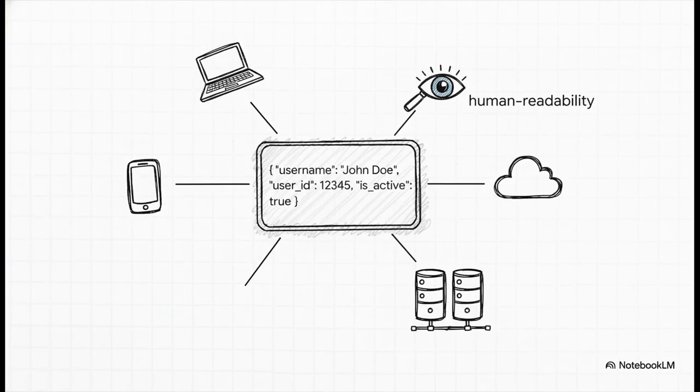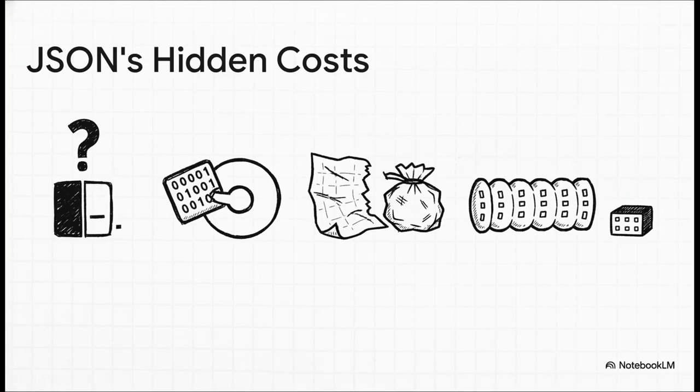Okay, next up is the format we all know, JSON. It's the lingua franca of web APIs. It's just text, it's human readable, and you'd be hard-pressed to find a language that doesn't support it. Seems like the perfect solution, right? Well, not so fast. While JSON is absolutely fantastic for public-facing APIs, that human readability comes with some hidden costs.